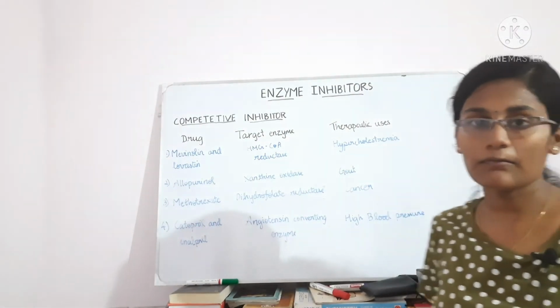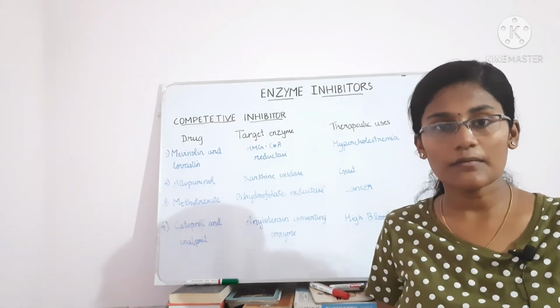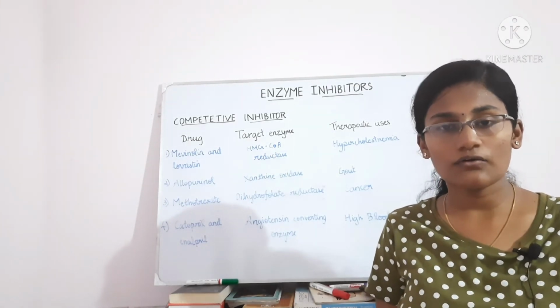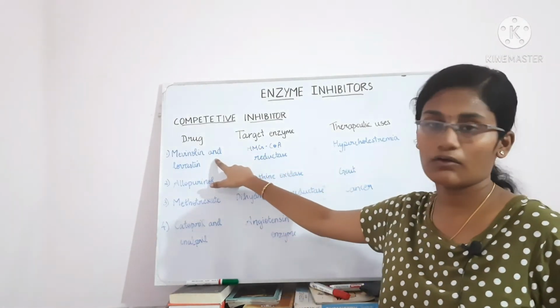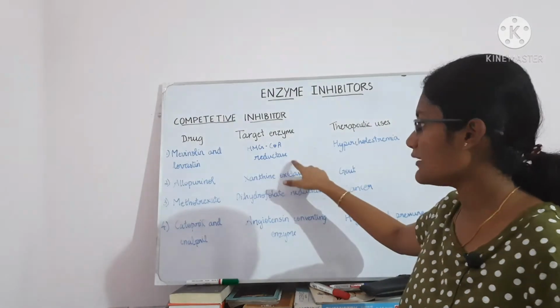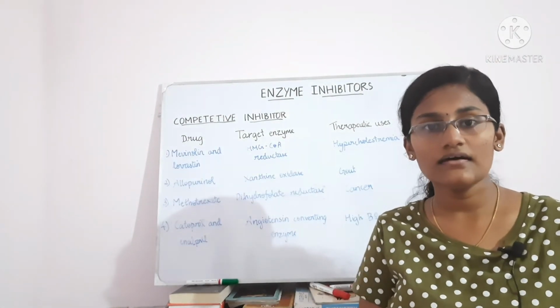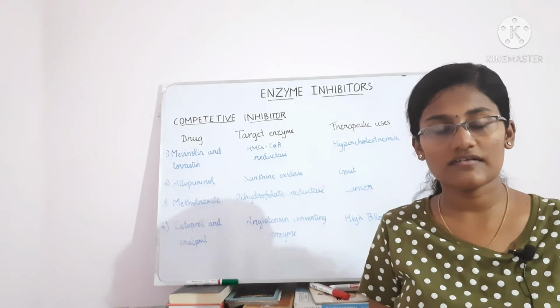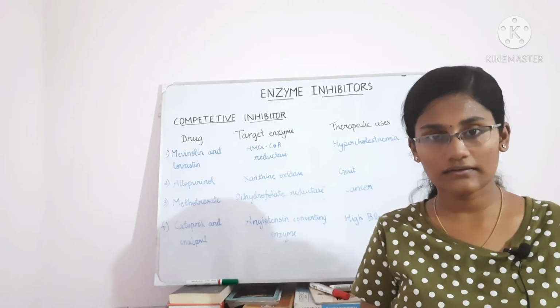So actually people with hypercholesterolemia, that means high level of cholesterol in the blood, for them cholesterol needs to be lowered. So to lower the cholesterol, they take the drug mevinolin and lovastatin, and this will inhibit the HMG-CoA reductase, which is a rate limiting enzyme of the biosynthetic pathway of cholesterol synthesis.